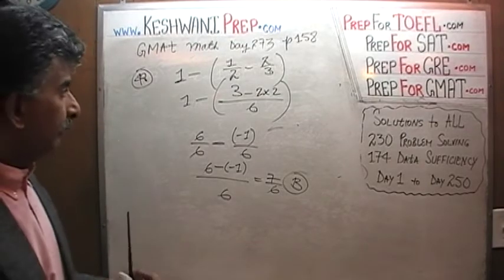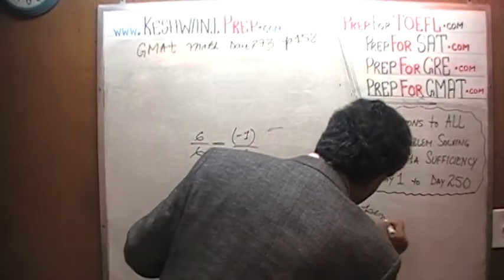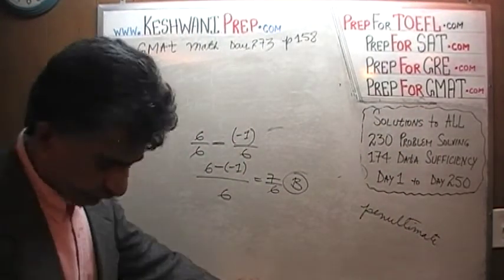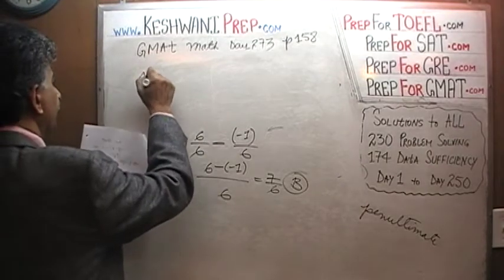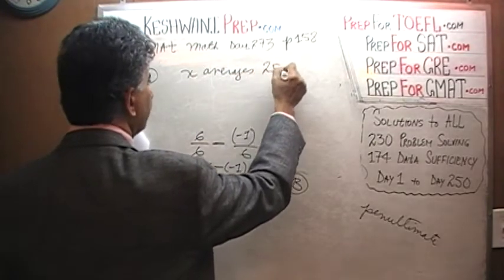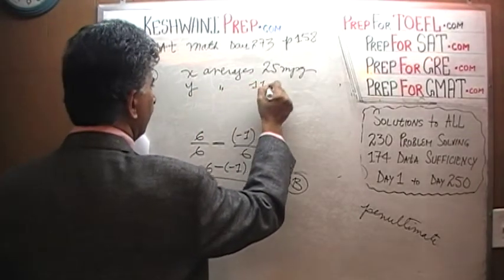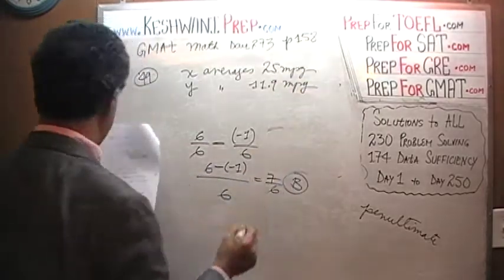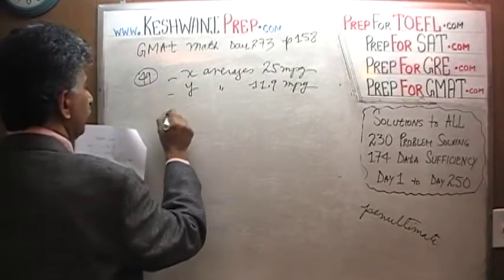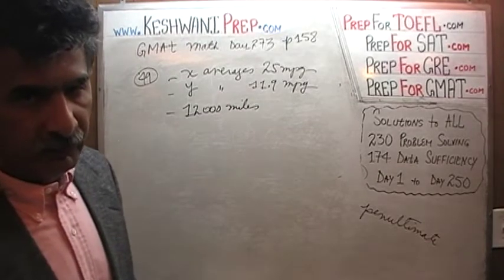Number 49, the penultimate question on the page. Car X, we are told, averages 25 miles per gallon. Car Y, we are told, averages 11.9 miles per gallon. We are going to drive both of these cars for exactly 12,000 miles.